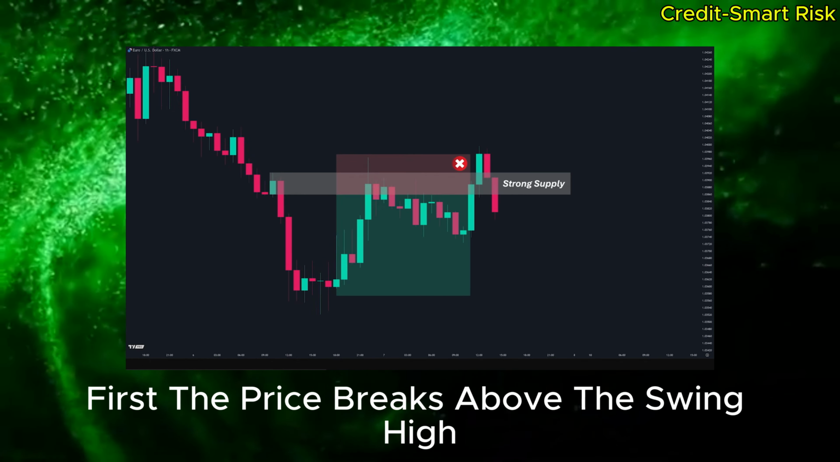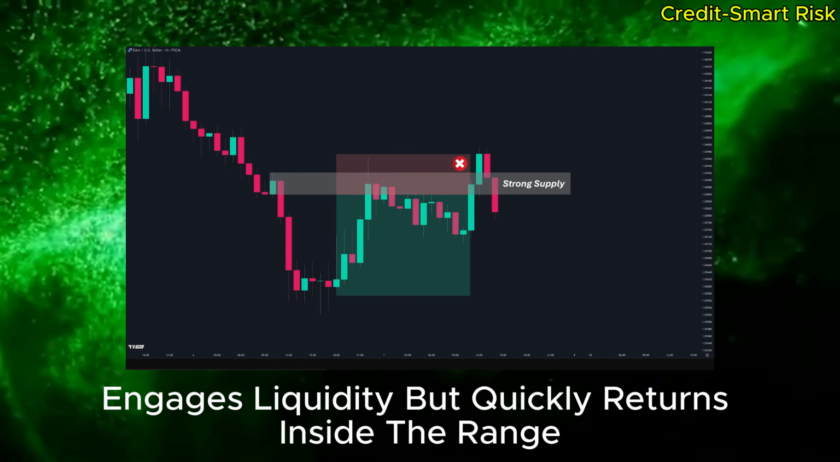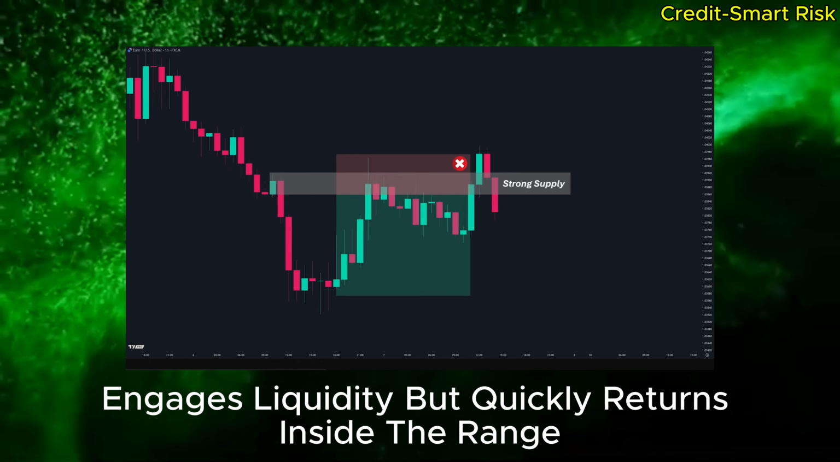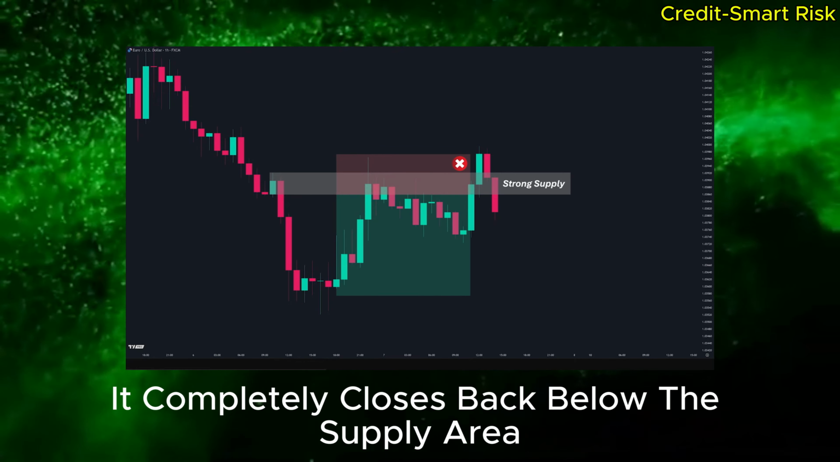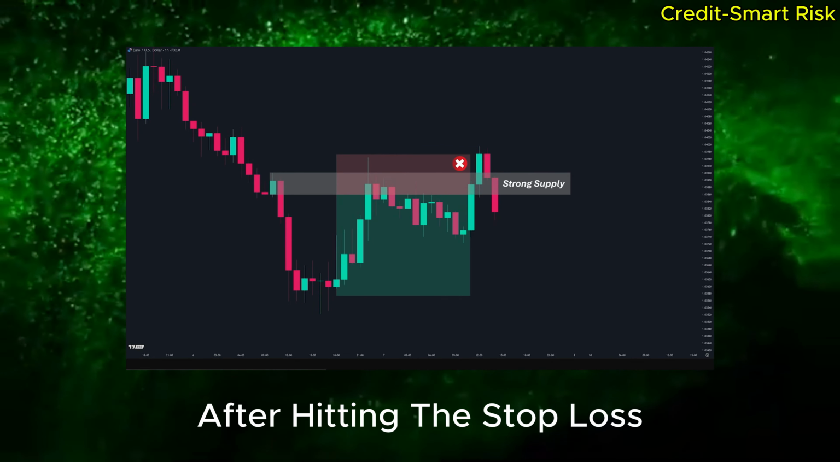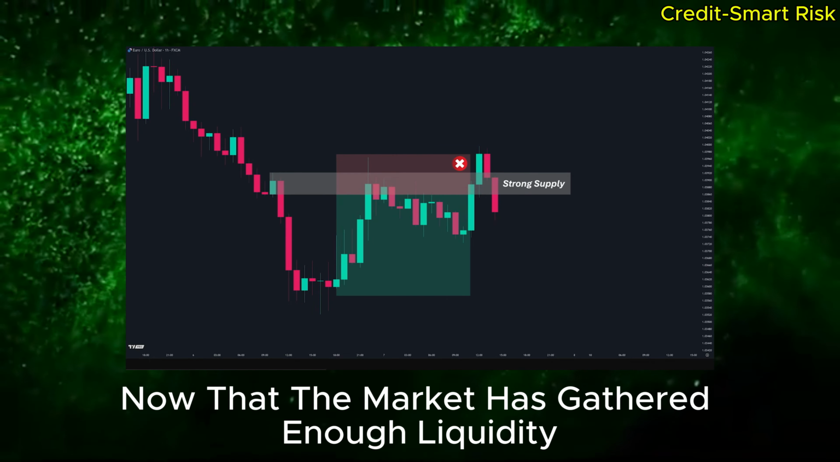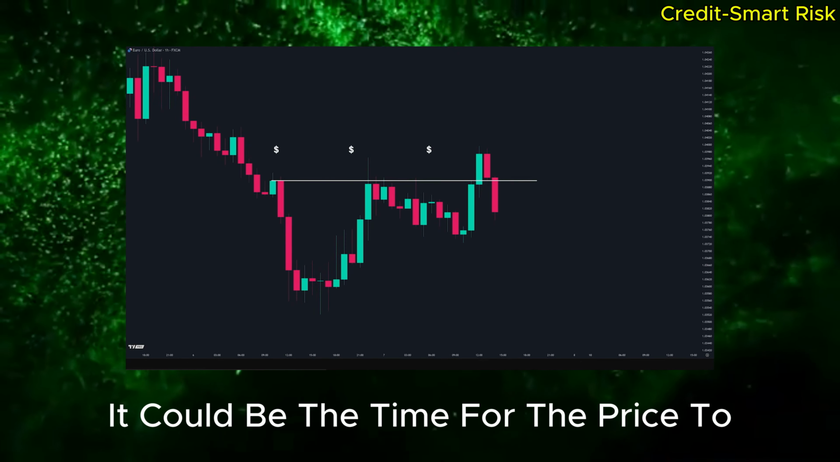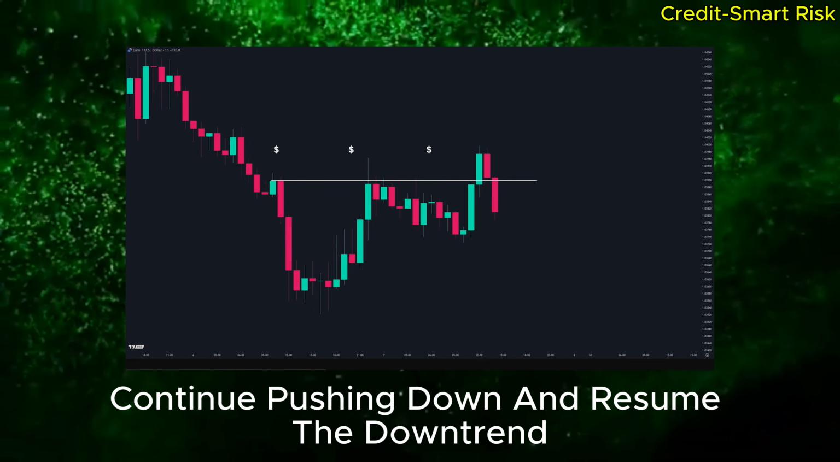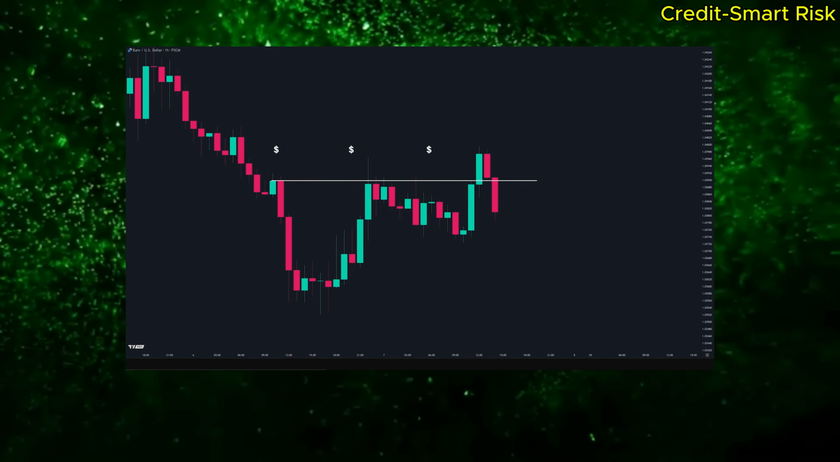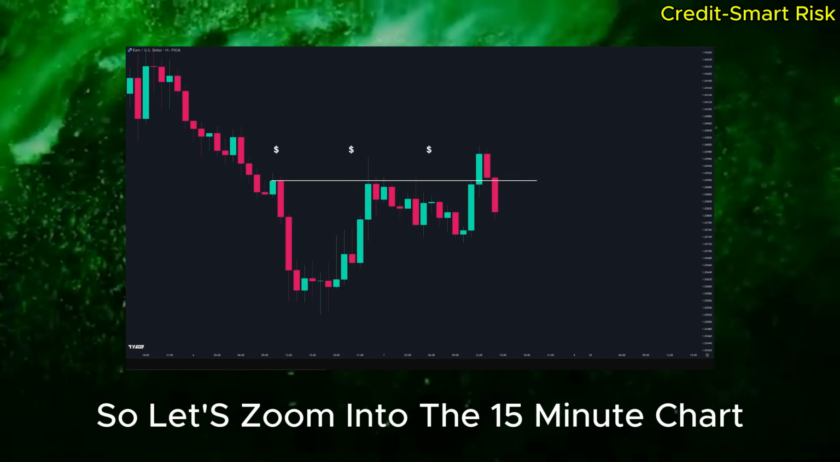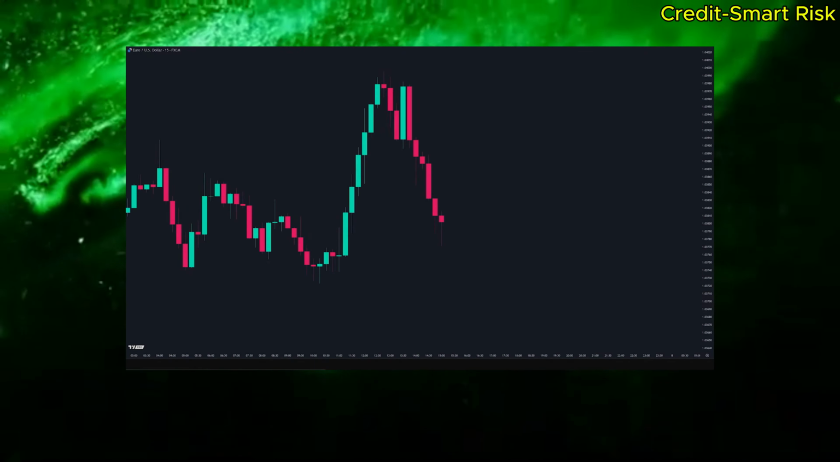First, the price breaks above the swing high, engages liquidity, but quickly returns inside the range. It completely closes back below the supply area after hitting the stop loss. Now that the market has gathered enough liquidity, it could be the time for the price to continue pushing down and resume the downtrend. So let's zoom into the 15-minute chart to execute a short trade.